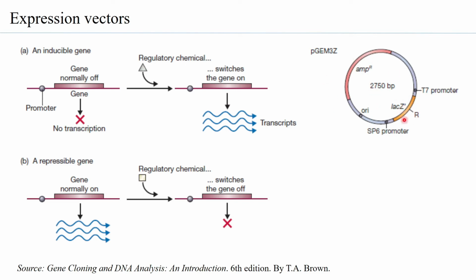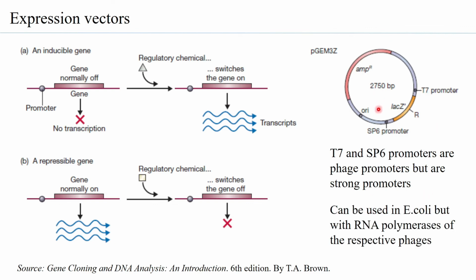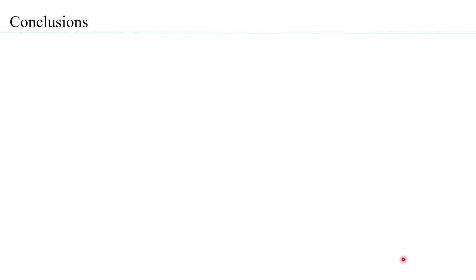In such a scenario, the E. coli that is used should already have the T7 phage within it so that its RNA polymerase can recognize the promoter and carry out transcription. So T7 and SP6 promoters are fast, strong promoters, and hence you can see how the expression vector has been designed to ensure that you have a high rate of transcription taking place. This can be used in E. coli, but with RNA polymerases of the respective phages.